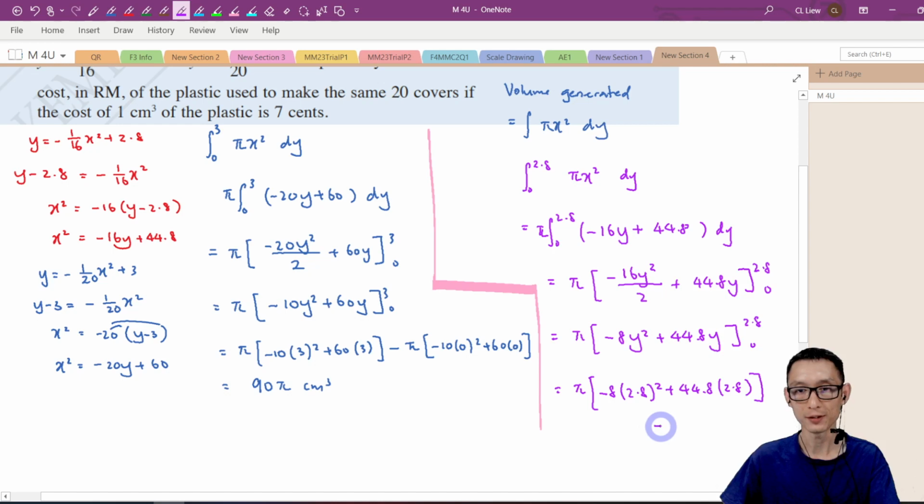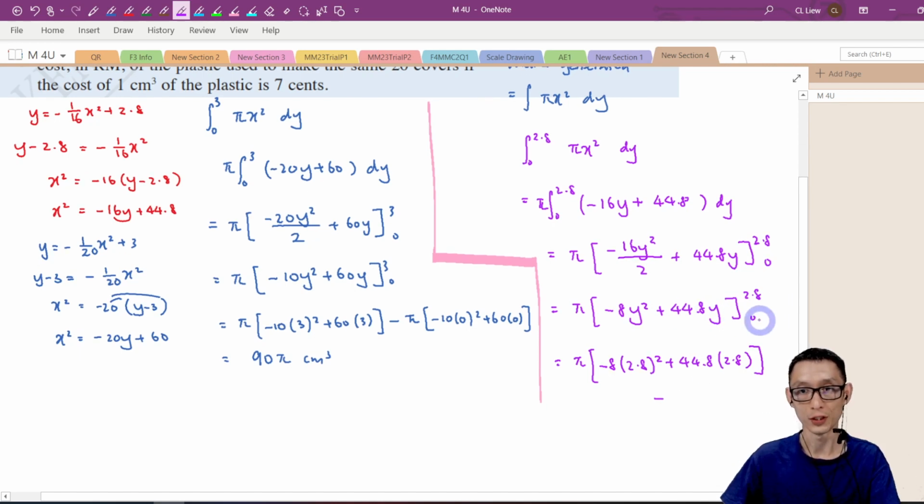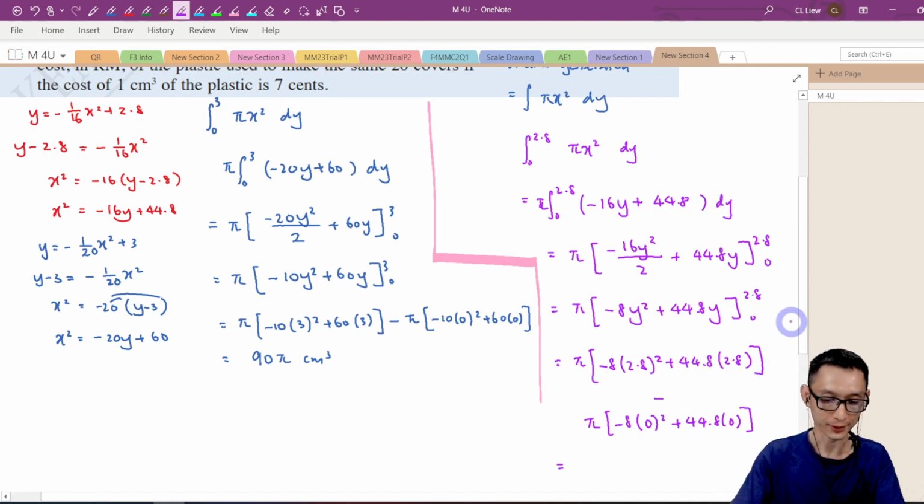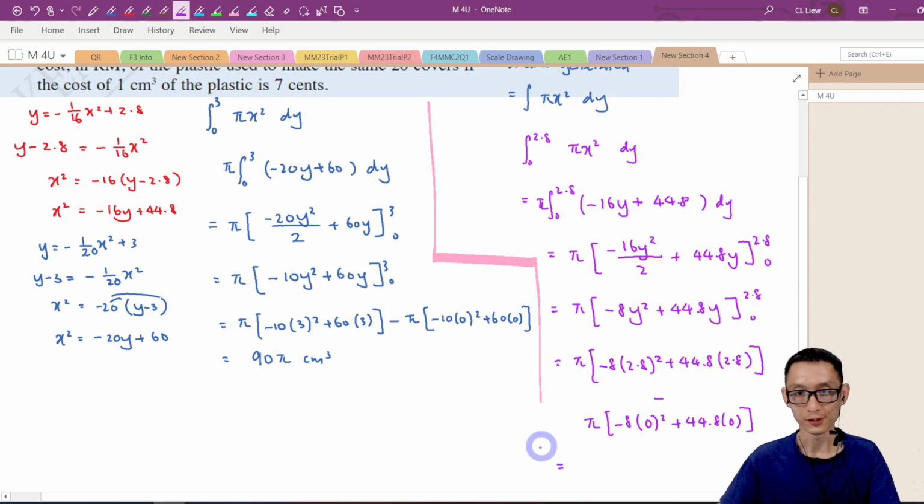Okay, this is upper limit. Lower limit, when you bring in the lower limit here, you press the calculator, you should be able to get 0. Okay, so what we need to do, just press this one. Negative 8 times 2.8 squared plus 44.8 times 2.8. Okay, this is equal to 62.72, and don't forget to copy the pi.